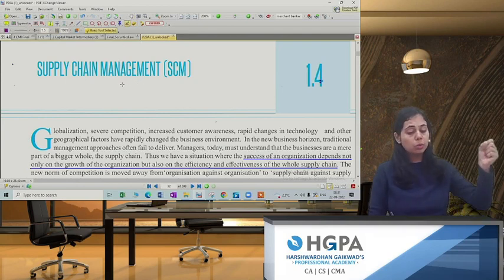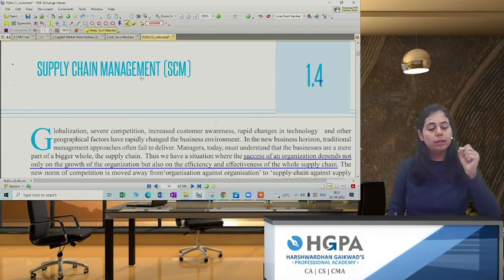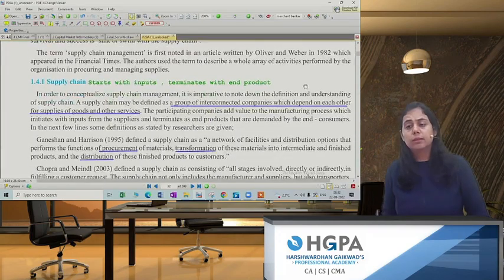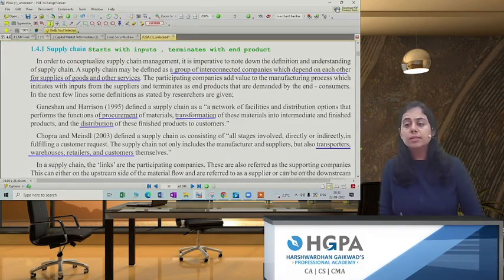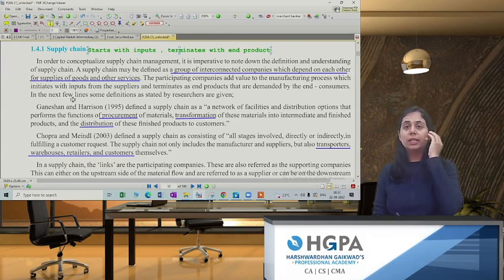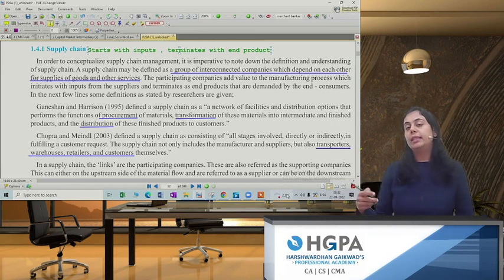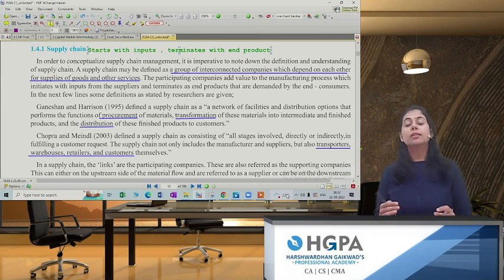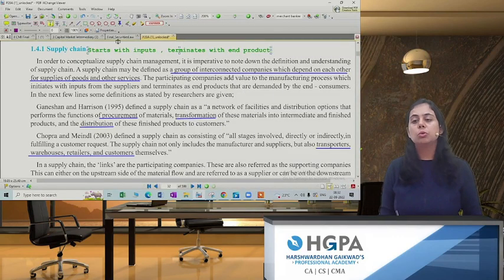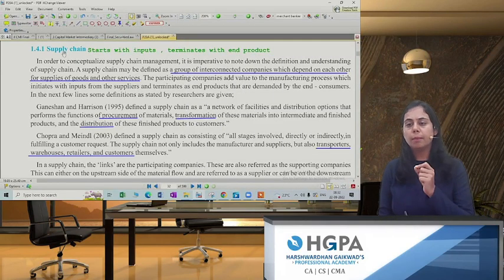and then the product will reach the customer. So thus the supply chain management always starts with the supply, but it always terminates with the end product. Once you source the input properly, the process is done, and then the product is rendered to the customer. Once this chain is completed, the complete chain is known as supply chain management.